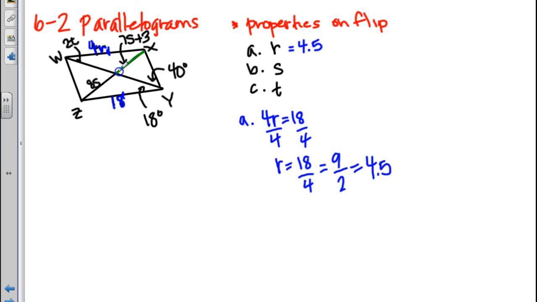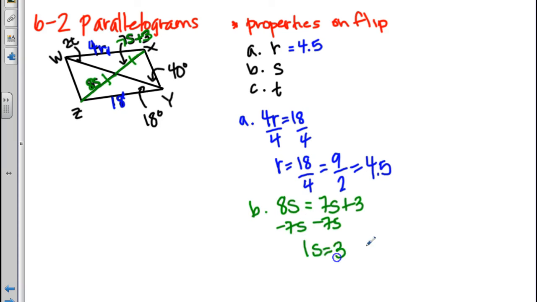All right, let's find s. So we have this piece that is 7s plus 3, and we have this piece that is 8s. We know that diagonals of parallelograms bisect each other, which means this diagonal WY cuts ZX in 2 equal pieces. So for B, we know that 8s has to be equal to 7s plus 3. So solving this single step equation, we end up with s equals 3. So pretty quick on that one.